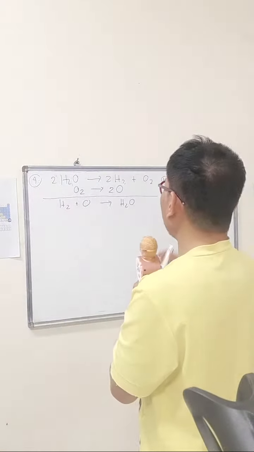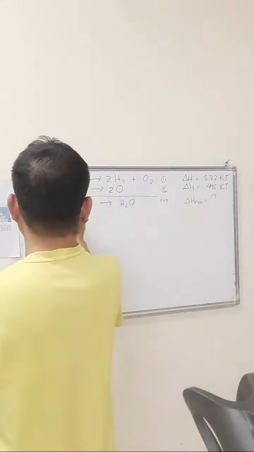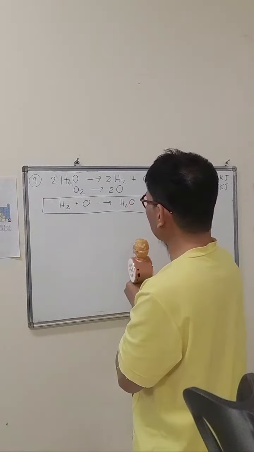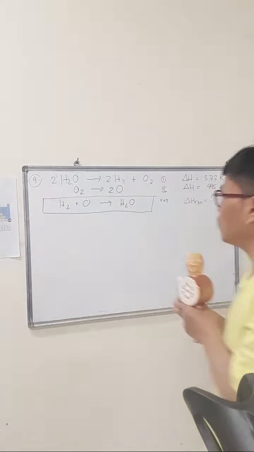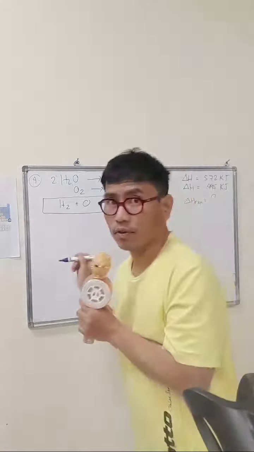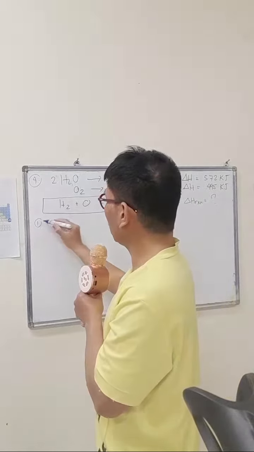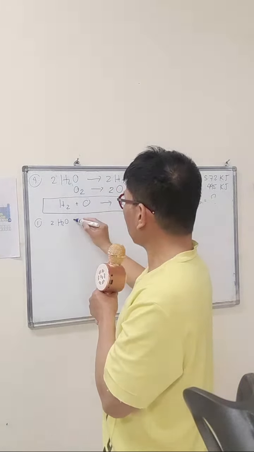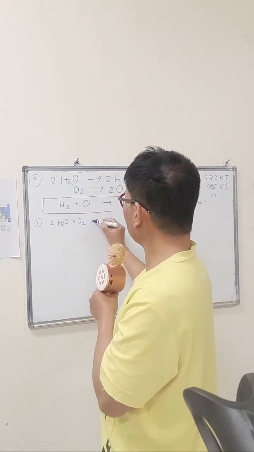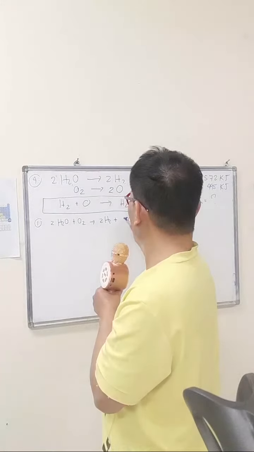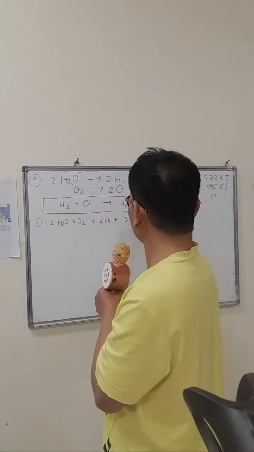Now we have this overall chemical reaction, so we need to arrive at this final chemical reaction. How to do that? The first step is to add the two. Option 1: add the two. So 2H2O plus oxygen gas is equal to 2H2 plus 1 plus 2, so 3 moles of oxygen gas.